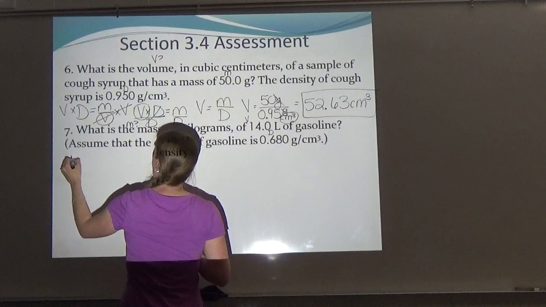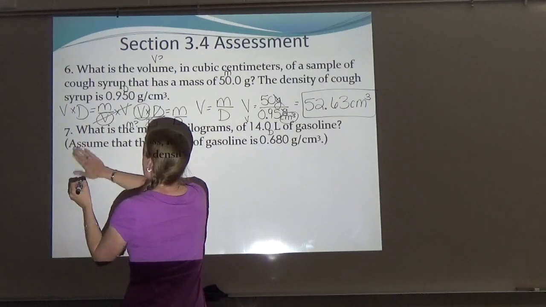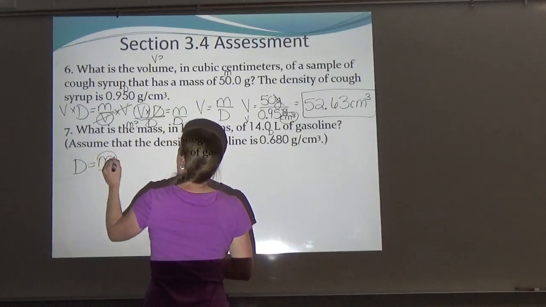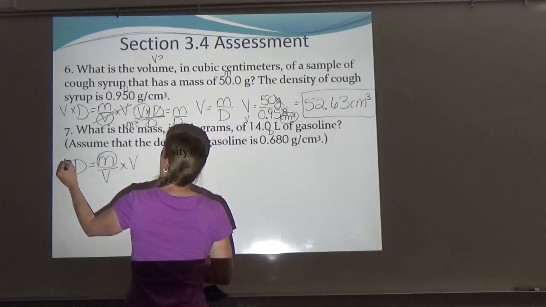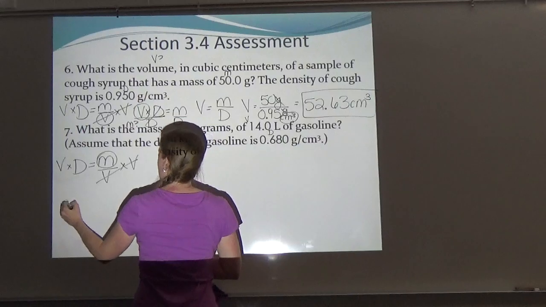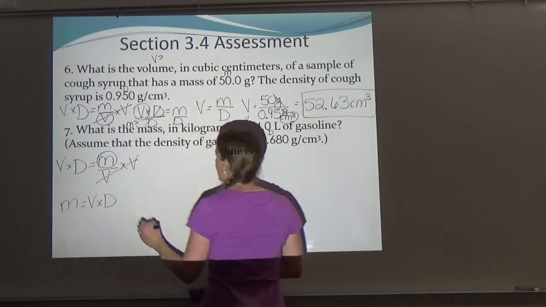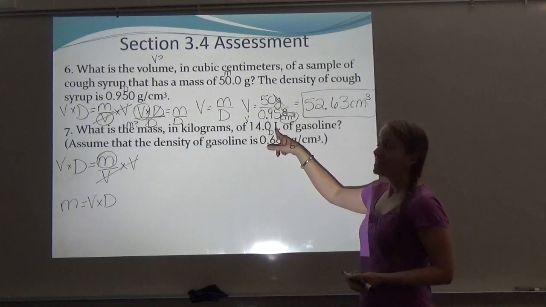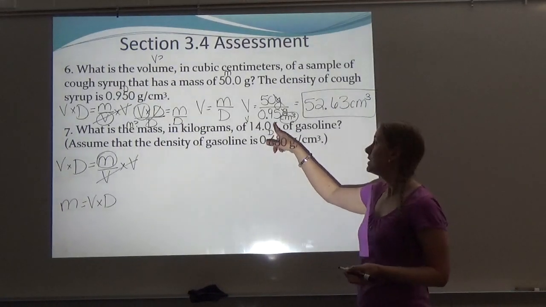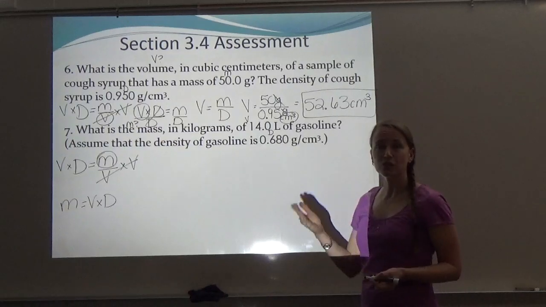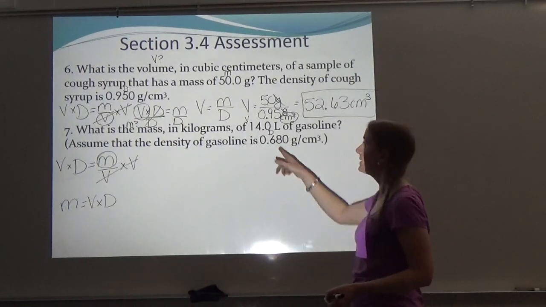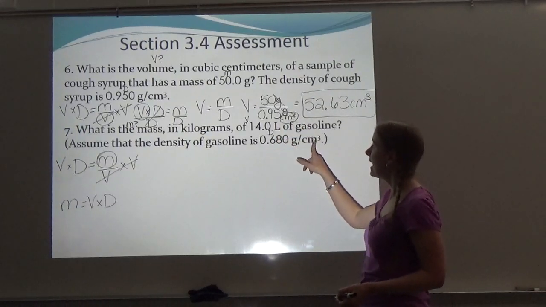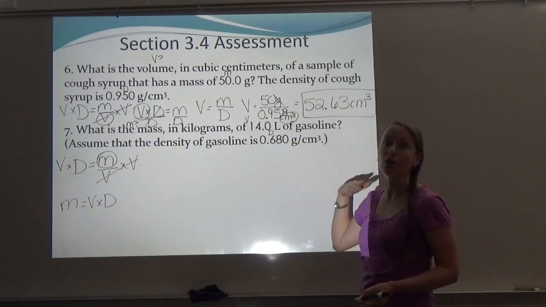So I'm reverting back to my old formula. Density equals mass over volume. So if I solve for mass, I know that I need to move volume to the other side. So mass is volume times density. My density is grams per centimeter cubed, but yet I was given volume in liters. So the first thing I'm going to do is change my liters to centimeters cubed so that I can use it in the formula, because the volumes have to match. Whatever your volume is, it has to match the volume unit on density.